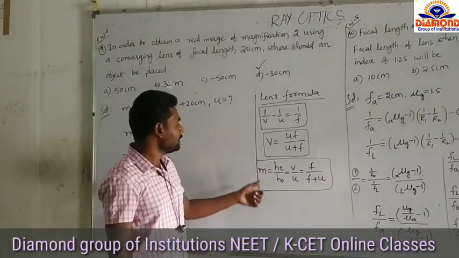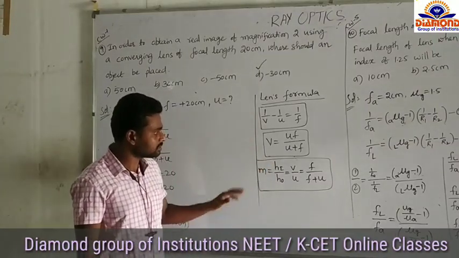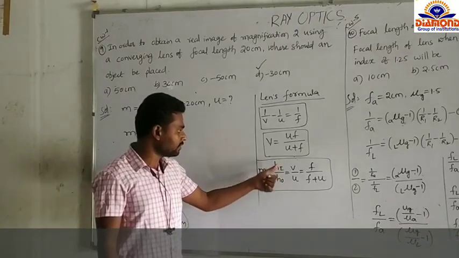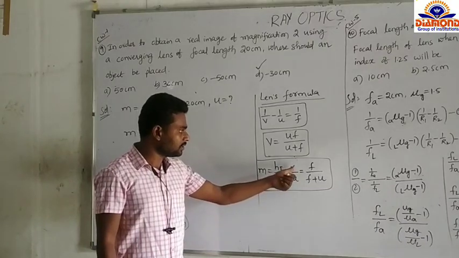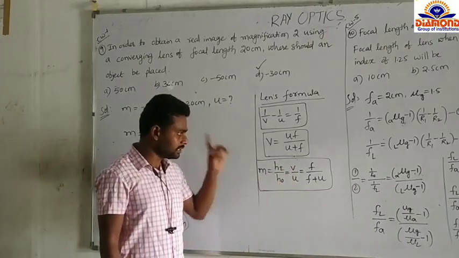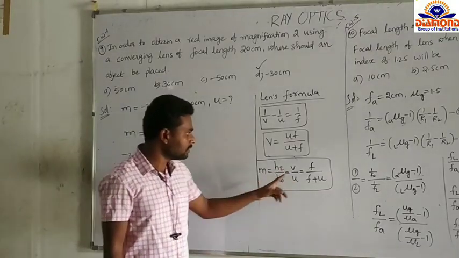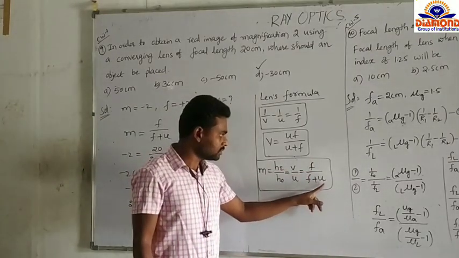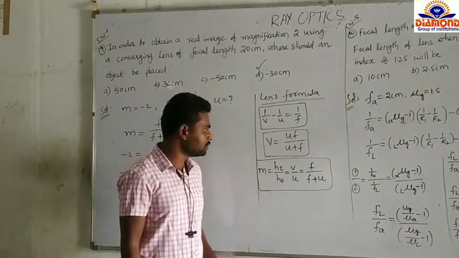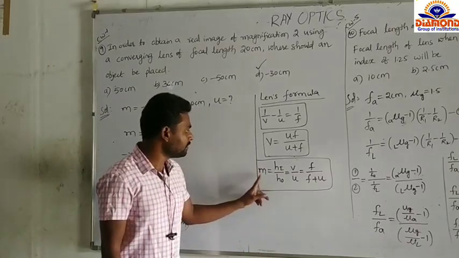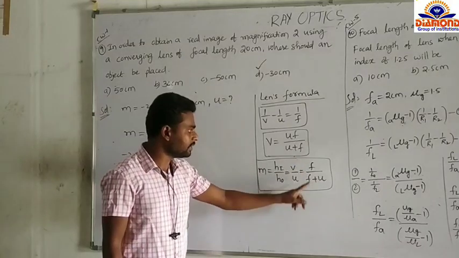Next, the transverse magnification formula, which we already discussed in mirrors. Same way here also: the ratio of the height of the image to the height of the object, and the ratio of the image distance to the object distance. In mirrors we have minus v by u, in lenses we have v by u. The next formula is f by (f plus u); in the mirror we have f by (f minus u). So remember this formula, don't get confused here. The magnification formula is h_i by h_o, or v by u, or f by (f plus u).